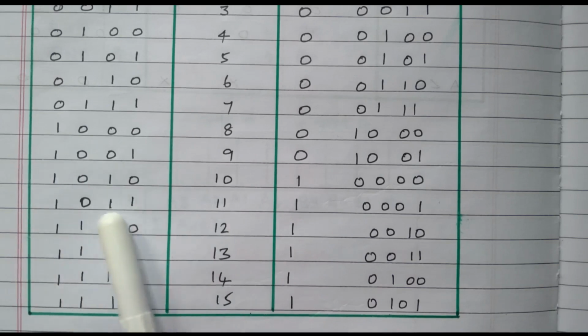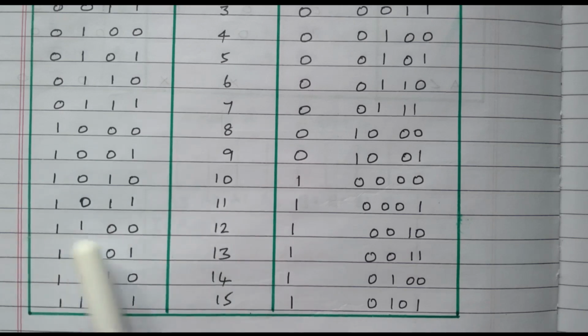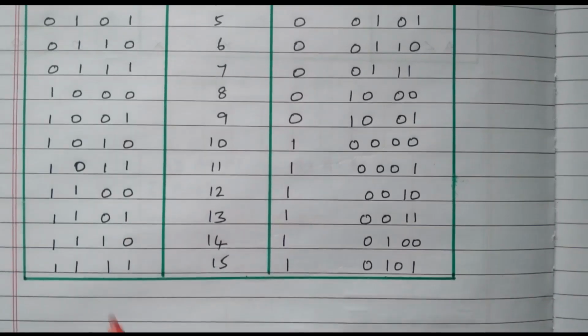Here 1 0 1 1, 8 4 2 1, so 8 plus 2 plus 1 is 11. Similarly 8 plus 4 is 12. 8 4 1 is 13. So that is represented by the weightage. The weightage of these numbers is given as 8 4 2 1, right? For the last one, all are 1. So 8 plus 4 is 12, 12 plus 2 is 14, 14 plus 1 is 15. So this is the normal binary code.